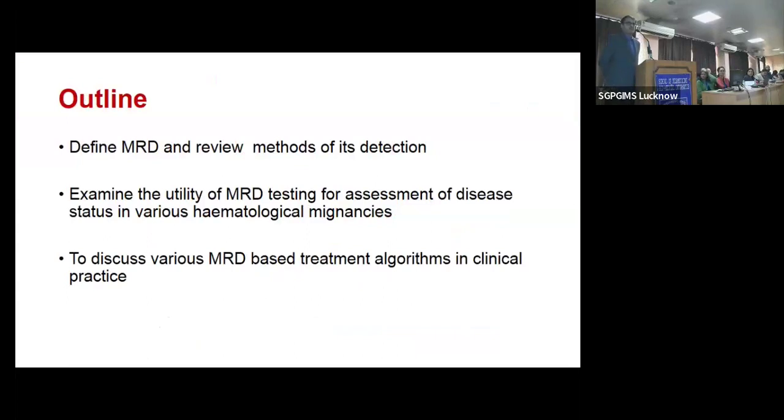So I shall be discussing what MRD is and reviewing a brief outline of methods of its detection, examine the utility of MRD testing for assessment of disease in various hematological malignancies, and discuss various MRD-based treatment algorithms in clinical practice. That is, how do you translate the information which you are getting on MRD? How does it help the clinician to change his treatment decision? How does it change the treatment plan altogether in patients?